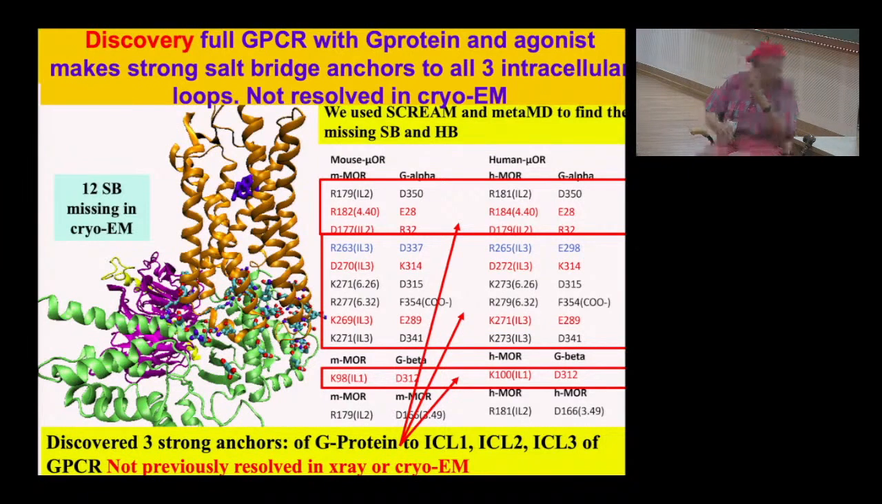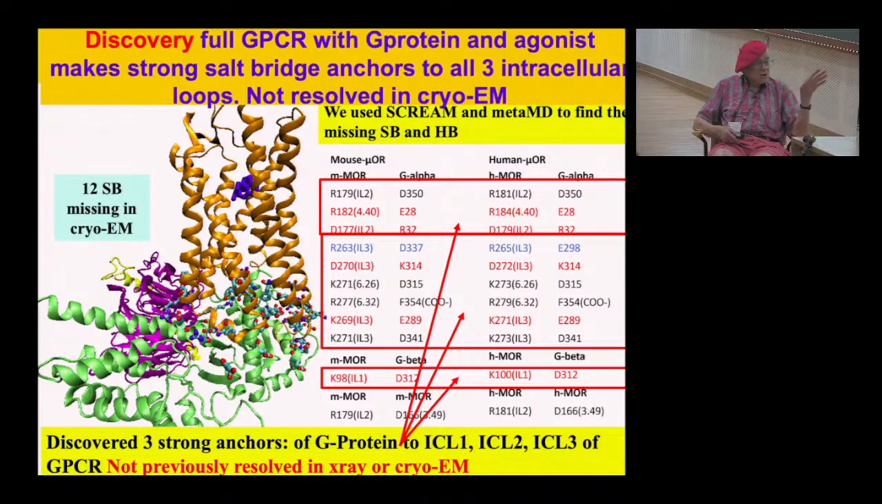These 12 salt bridges couple the G protein to intracellular loop 1, intracellular loop 2, and intracellular loop 3, and they hold the G protein at an angle, and that angle has the alpha 5 helix positioned exactly where it needs to go to get activated. So it's a really important result. Mostly, the cryo-EM structures still have not resolved the salt bridges.